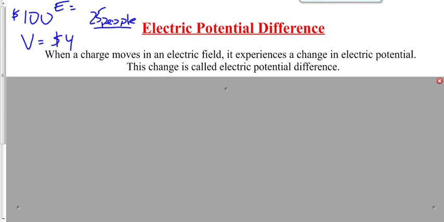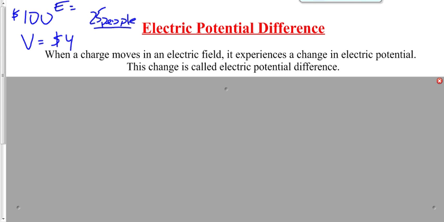Now, what if we went to 7-Eleven and bought a Slurpee? And the Slurpee cost $2.50. Well, the potential difference would be $2.50, right? Because if we all bought one, that's the difference in energy per person. We all have $2.50 less than what we had before. We had $4 each, a potential of $4. Now we have $1.50 each, a potential of $1.50. The potential difference would be the difference in potential between before and after. In other words, it's the change in electric potential energy per person or per coulomb of charge.